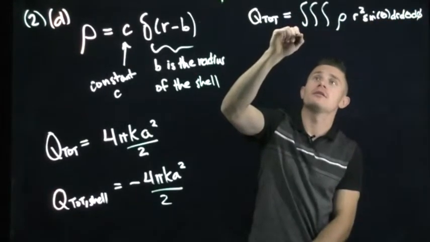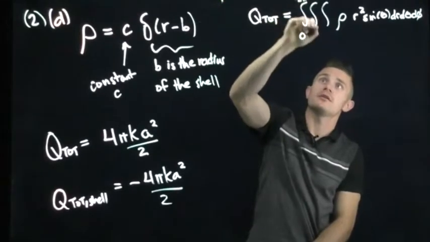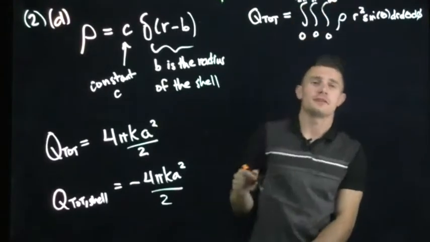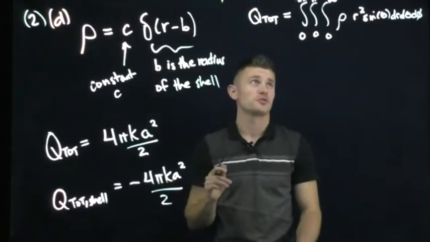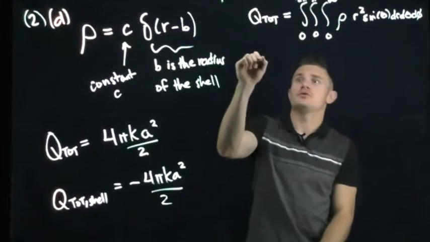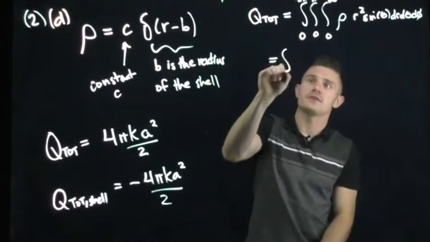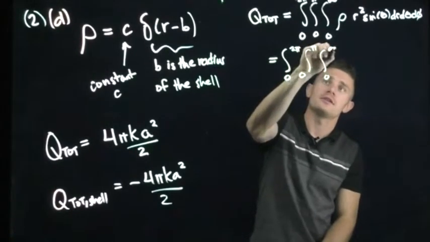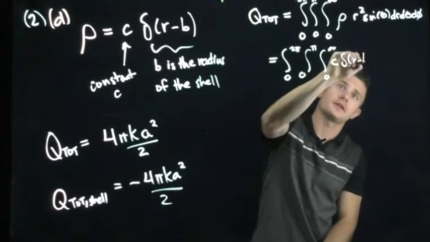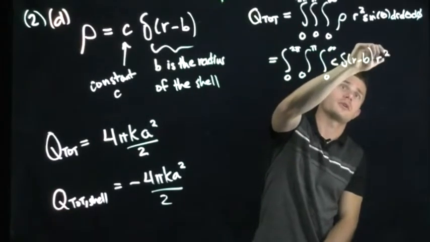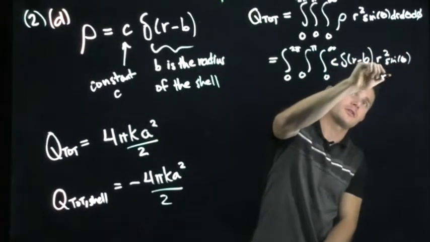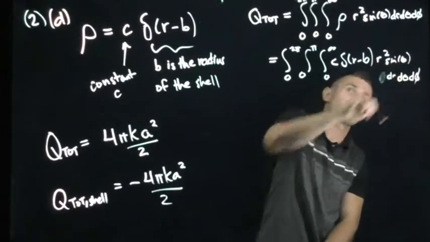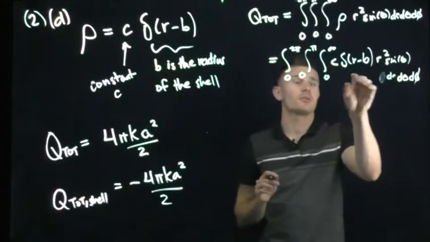And now we integrate. We're going to go 0 to 2 pi in theta, 0 to pi in phi, and we'll go 0 to infinity. We'll include all of space for this charge distribution here. So by subbing in our charge density here, we say that we have 0 to 2 pi, 0 to pi, 0 to infinity of c delta r minus b, r squared sine theta dr d theta d phi.